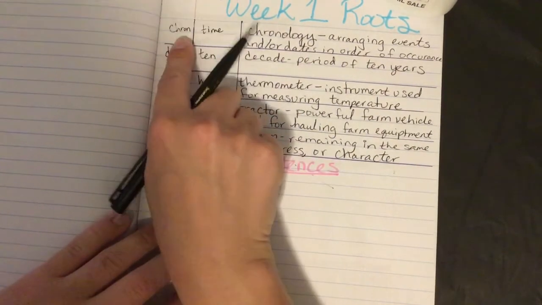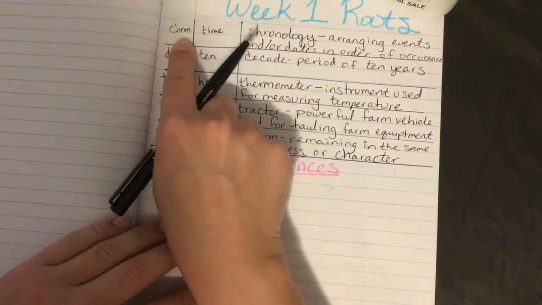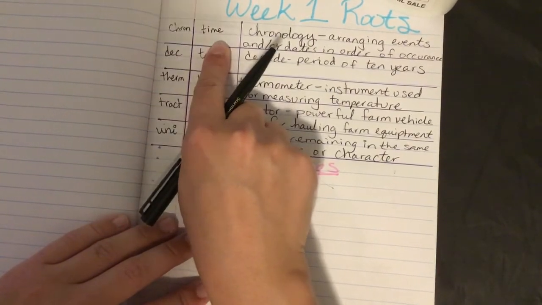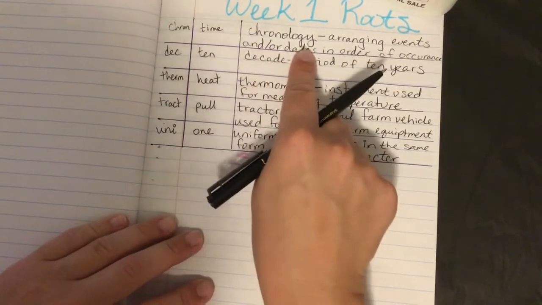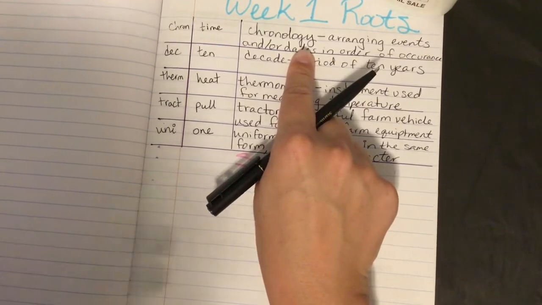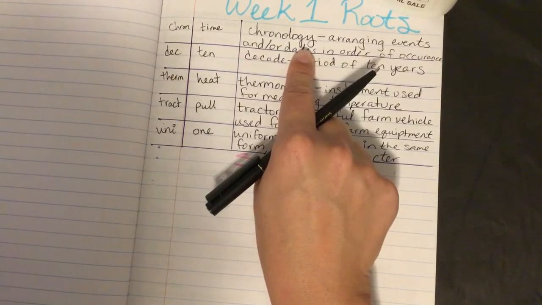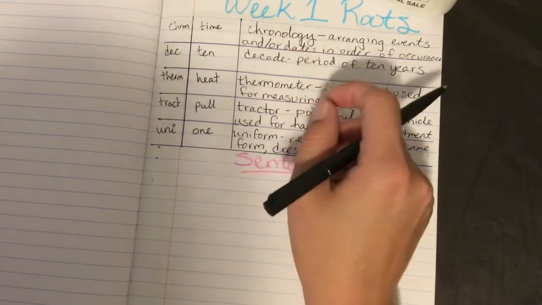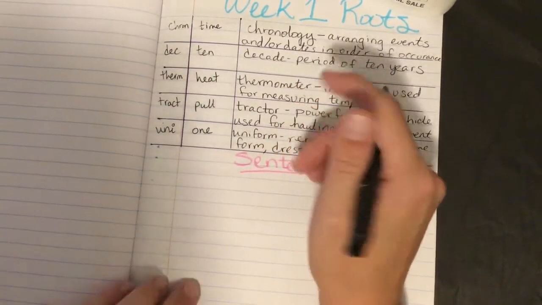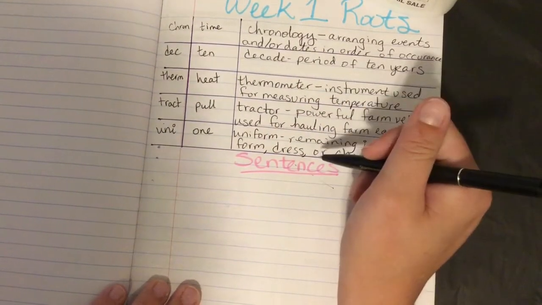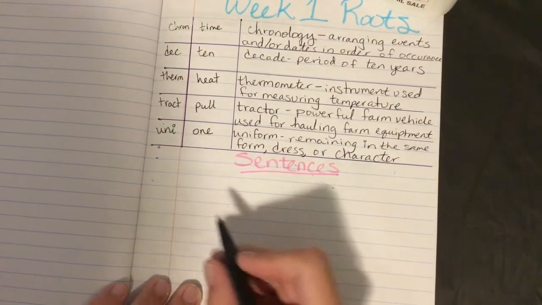So let's look at chron as an example. Chron means time. An example word that we went over in class is chronology. Now, maybe I don't want to use chronology in my example sentence, but I would rather use chronological. That's totally fine as long as the root word is somewhere in the sentence. So let's try writing that in a sentence.